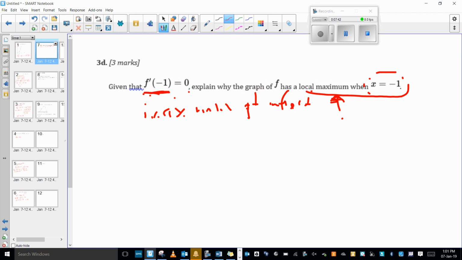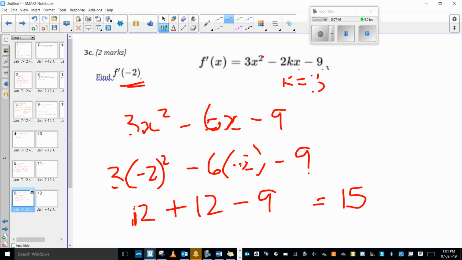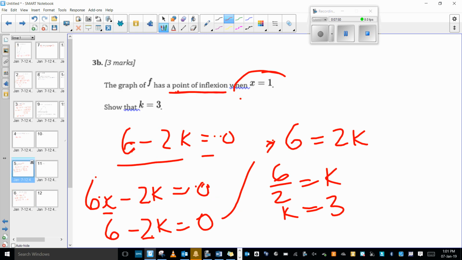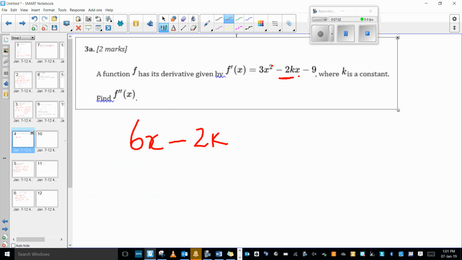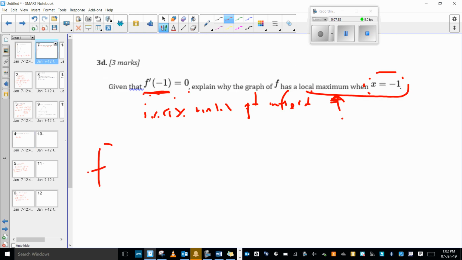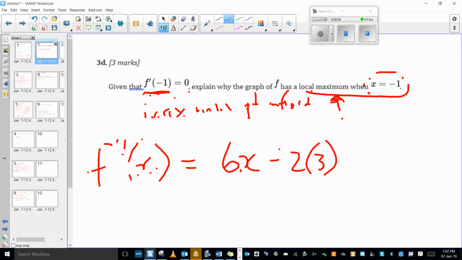So we can find the second derivative. We know that the first derivative is this. Didn't we find the second derivative early on? Yes, it was 6x minus 2k. So the second derivative is 6x minus 2 lots of 3, because k was 3. So that's 6x minus 6. So that's the second derivative.